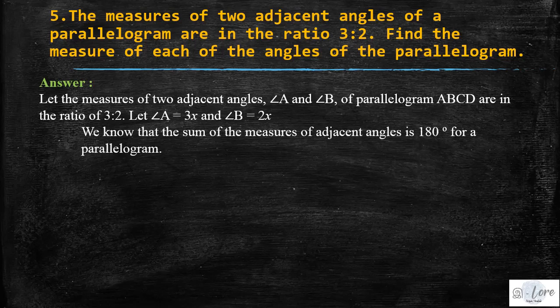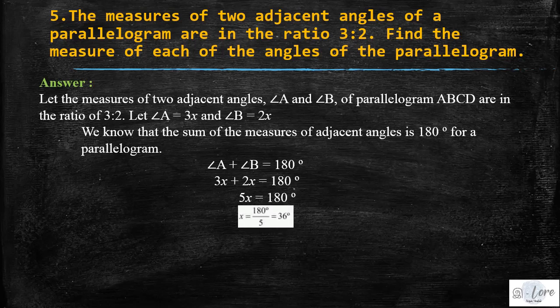We know the sum of the measures of adjacent angles should be 180 degrees for a parallelogram. So A plus B is equal to 180 degrees. A is equal to 3x, B is equal to 2x. So 5x is equal to 180 degrees. Then what is the value of x? 180 divided by 5, that is nothing but 36 degrees. If x is equal to 36, what is the measure of 3x? So 3 into 36. What is the measure of 2x? 2 into 36.